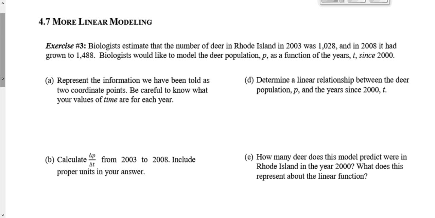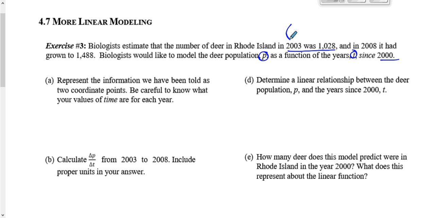Yeah. All right. 2003. Well, hey, before we do that, I'm not sure I want to use the actual 2003. Keep reading, Hannah. Biologists would like to model deer population P as a function of the years since 2000, year T since 2000. When they say since 2000, it makes it a little bit easier, because we don't have to use 2003, right? How many years after 2000? Since it starts in 2000, how many years after is 2003?